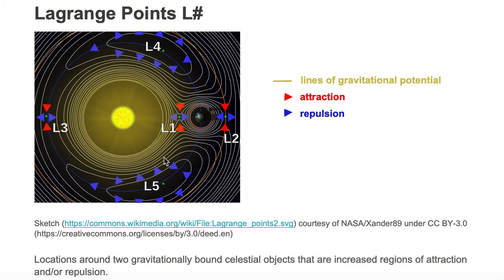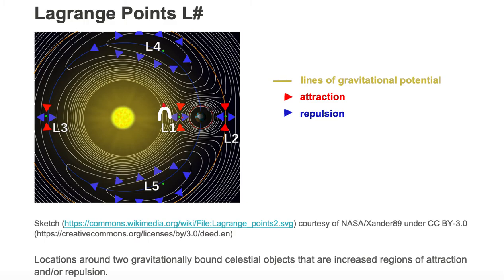You can even put satellites here. They're very stable in L4 and L5. Lagrange points 1, 2, and 3 are not as stable. So if we look at them and we just drew a little hill here, we're looking at a point that's sitting on a hill.